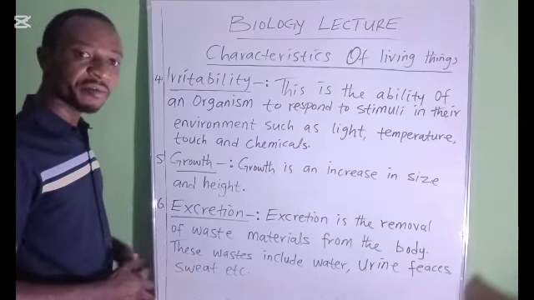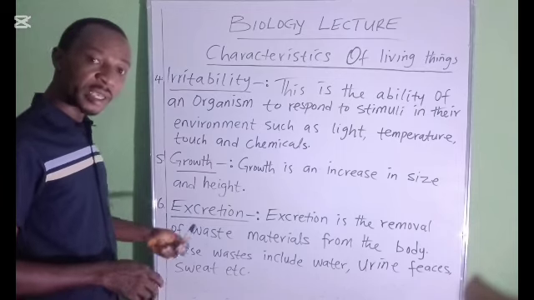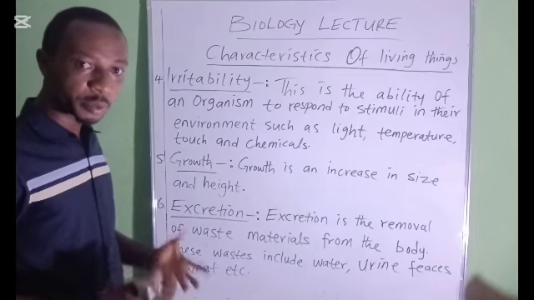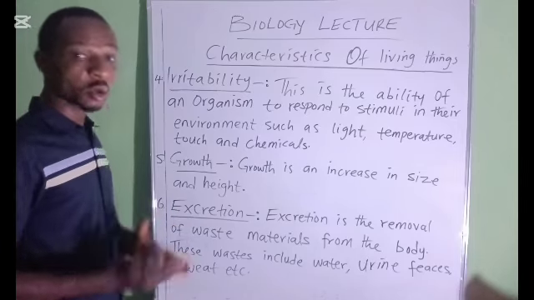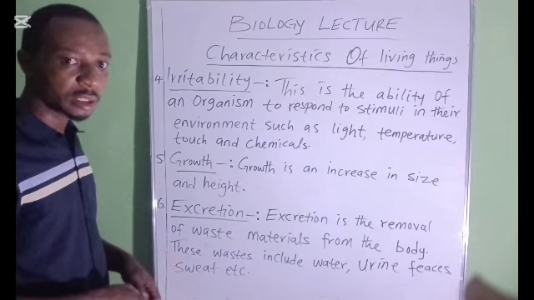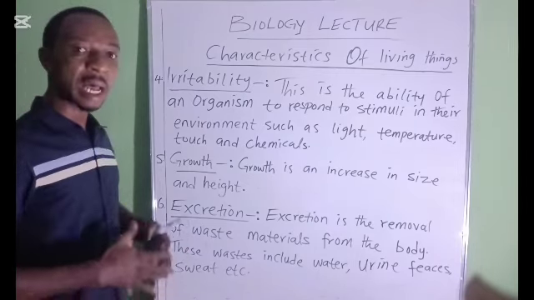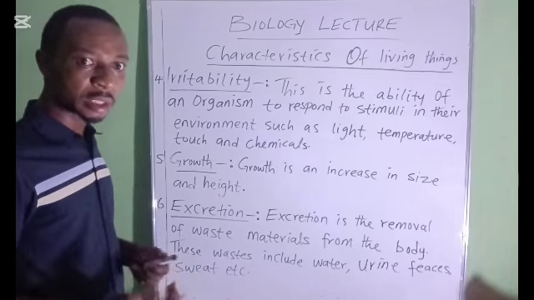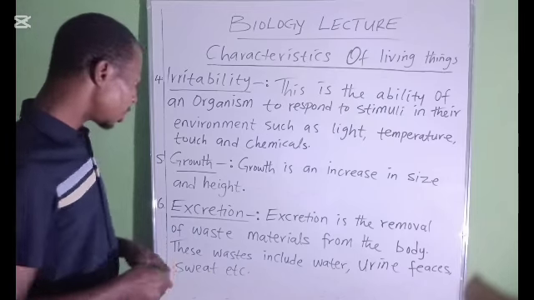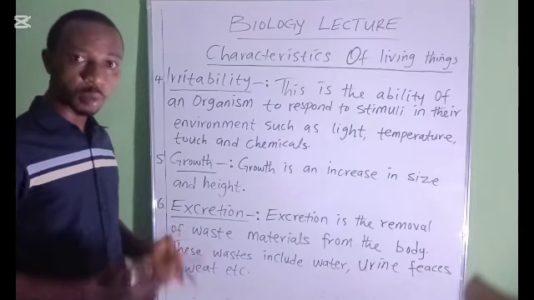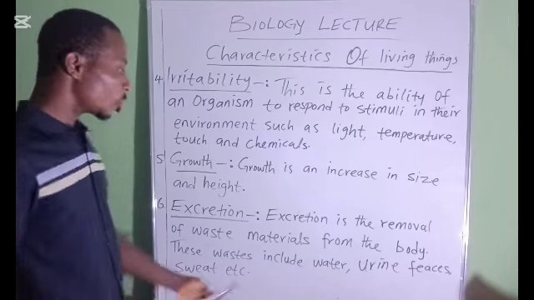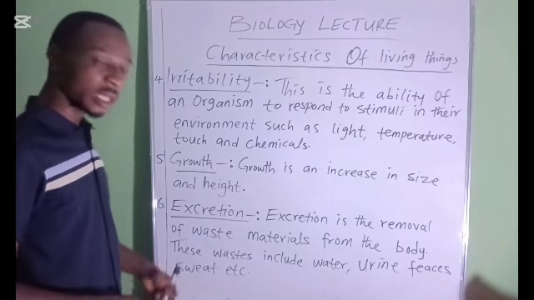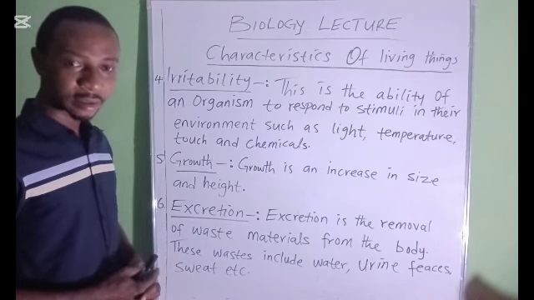Then the next one, you have excretion. We said that excretion has to do with the removal of waste materials from the body. We know that living things, including plants and animals, remove waste material from the body. And these waste materials are the materials that are not needed by the body. So the living thing has to get rid of them to stay healthy. Some of these waste materials that are removed by a living thing include water, urine, feces, sweat, and others.